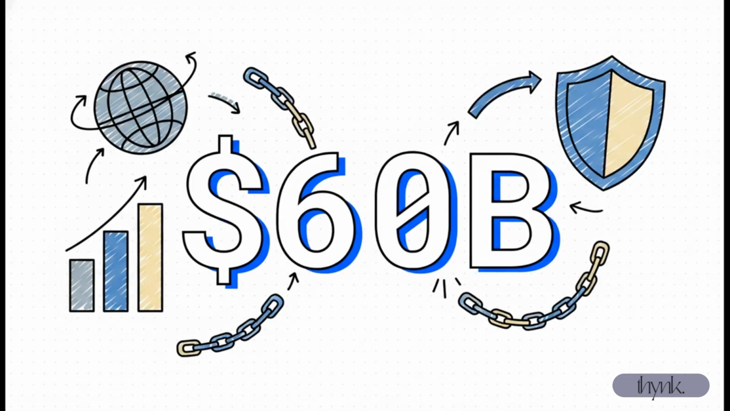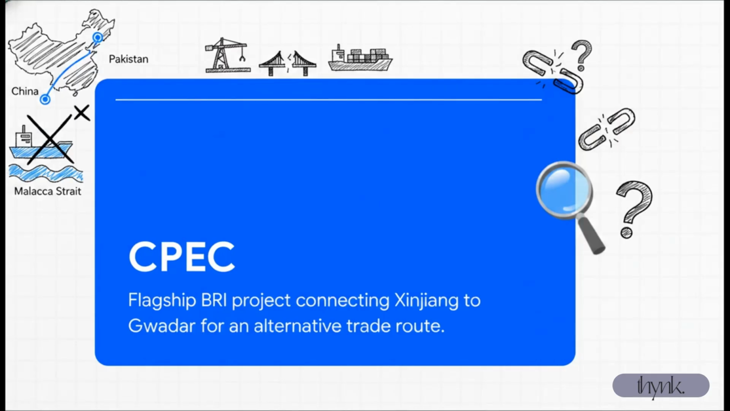$60 billion. Keep that massive number in the back of your mind. That is the incredible scale of the geopolitical goals at play here, which is a wild contrast to the micro-level collapse we just broke down. That $60 billion represents the valuation of the China-Pakistan Economic Corridor, or CPEC. It's a flagship project of China's massive Belt and Road Initiative.